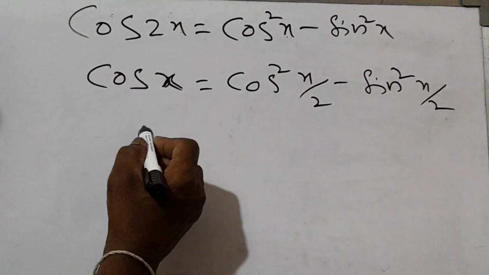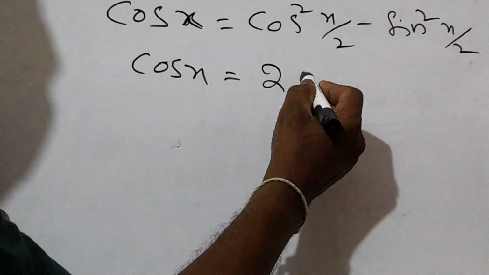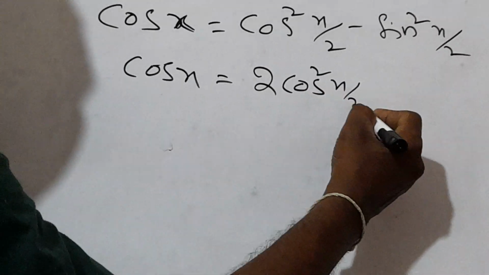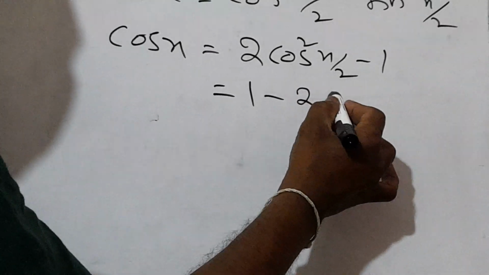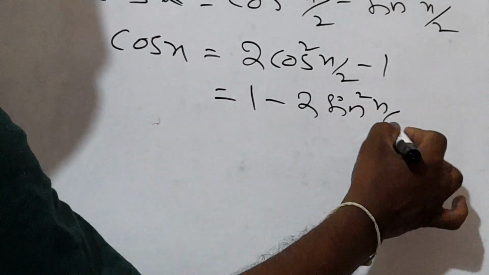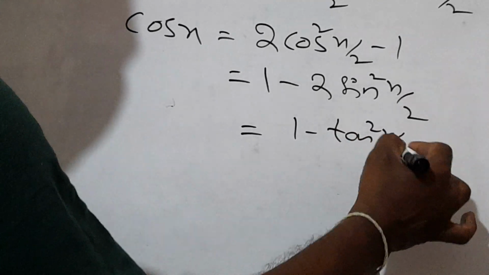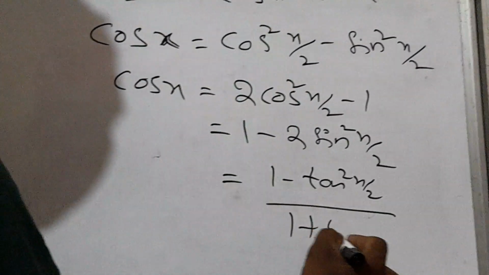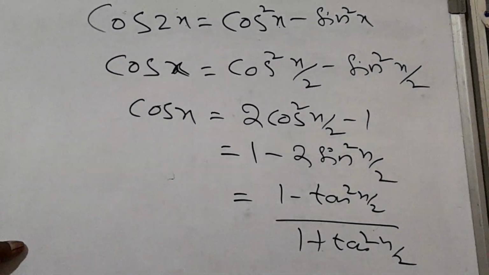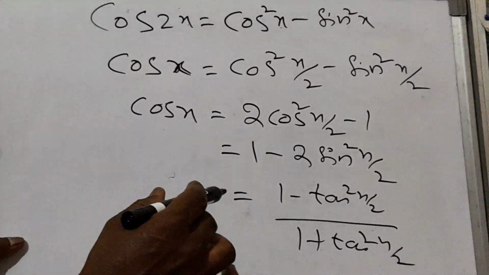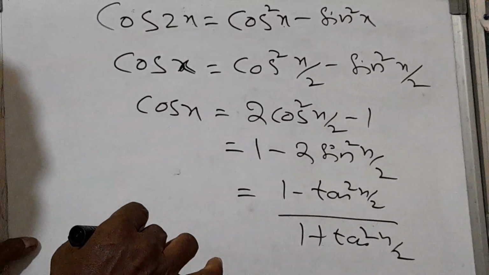Then automatically other formulas come, like cos x is equal to 2 cos square x by 2 minus 1, 1 minus 2 sin square x by 2, and also 1 minus tan square x by 2 by 1 plus tan square x by 2. So these are very helpful while finding half of the angle. I'll give an example of how to do this.